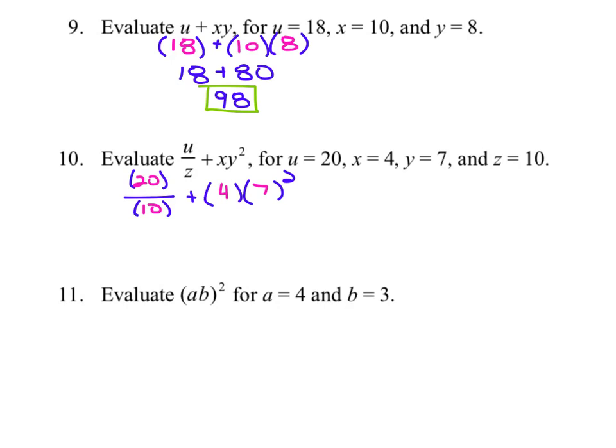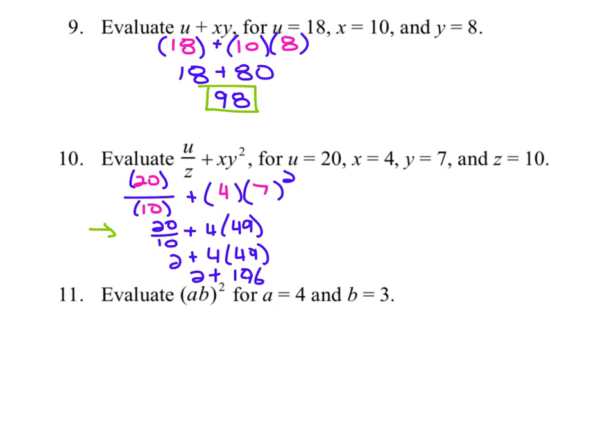So when we simplify, we have to do the exponent part first. So this continues to be 20 divided by 10 plus 4 times 49. Now, coming from the left, at the multiplication and division step, the first thing we get to is division, so that's what you have to do first. 20 divided by 10 is 2, plus 4 times 49. Now 2 plus 4 times 49 is 196.